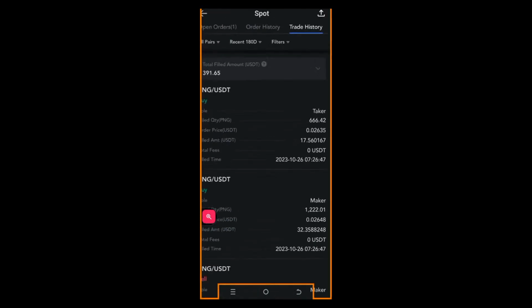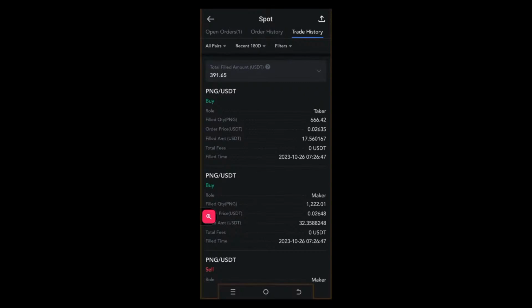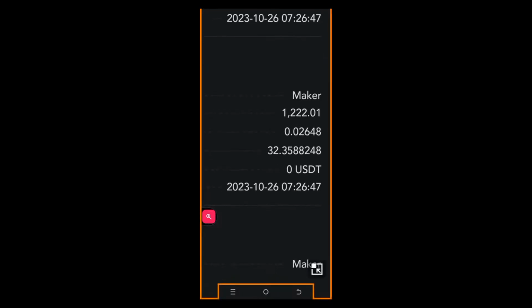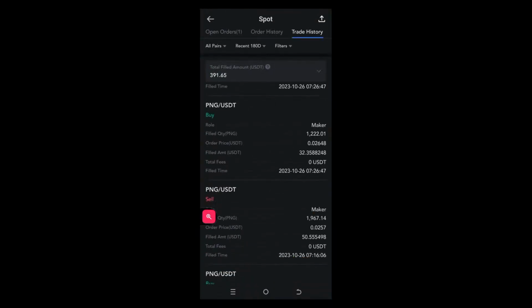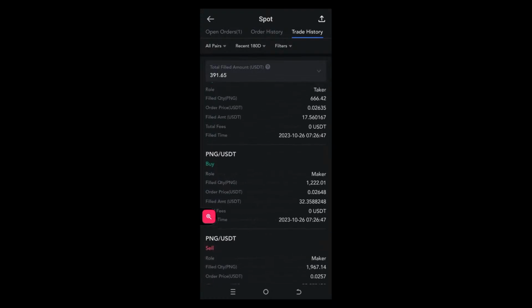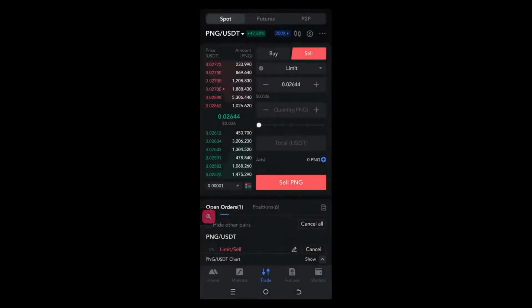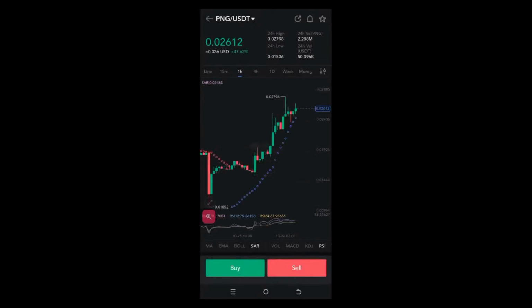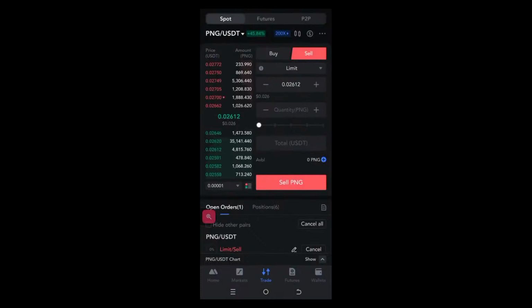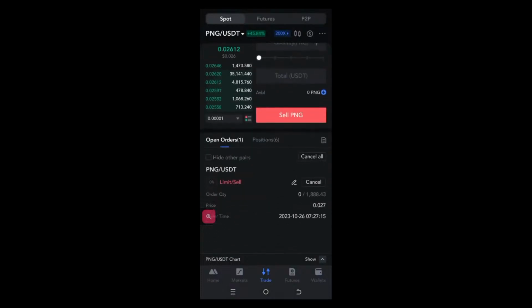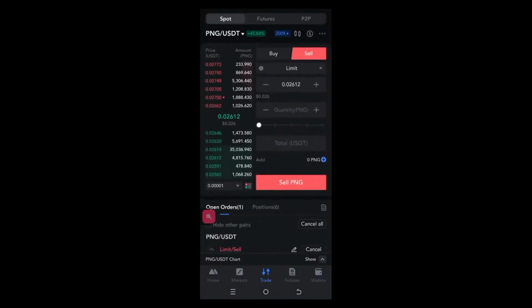2635. Is that how much we bought this other one? 2648. Okay. 2648, 2635. Let's see how it goes. Well, it's going up. I think it's going back up. It's just flipping and flopping. It will go up, right? So we put it at 2.7, and we'll wait and see.